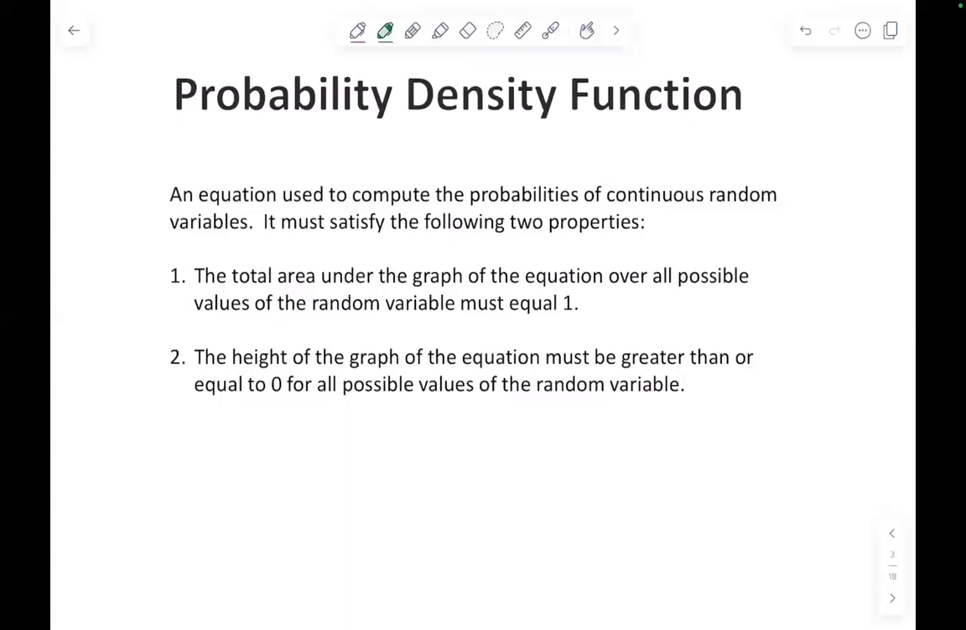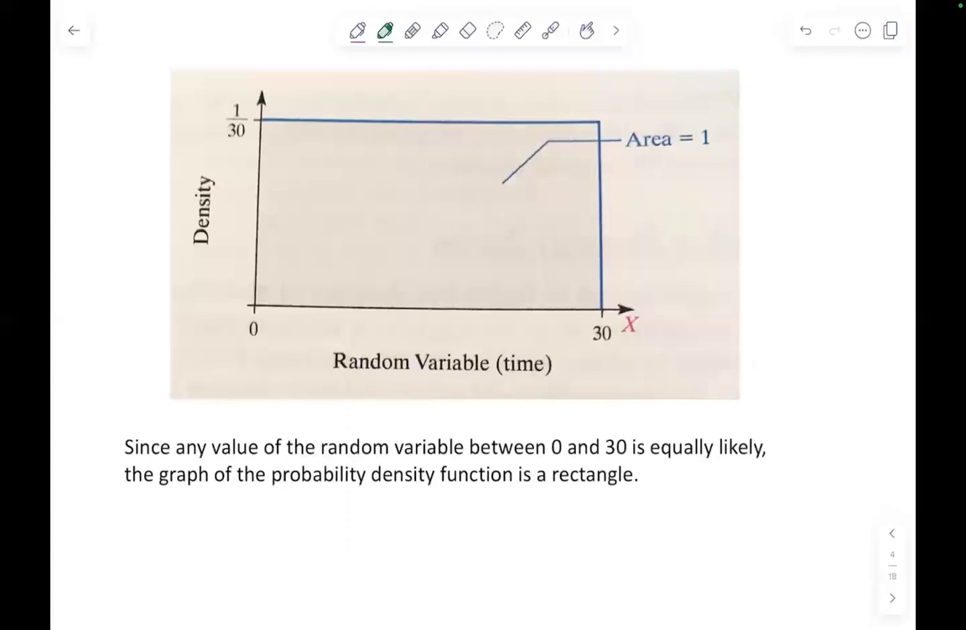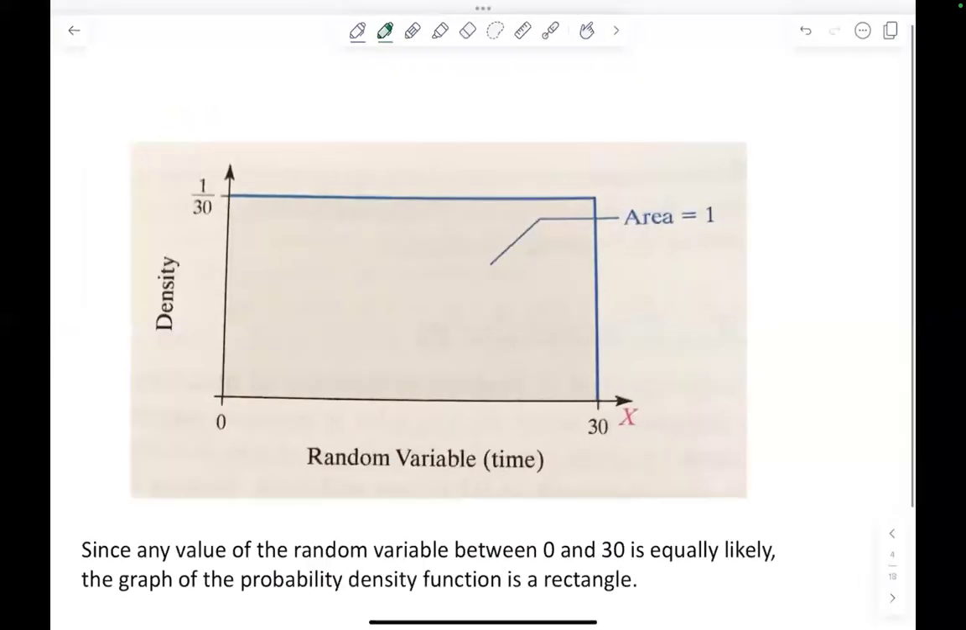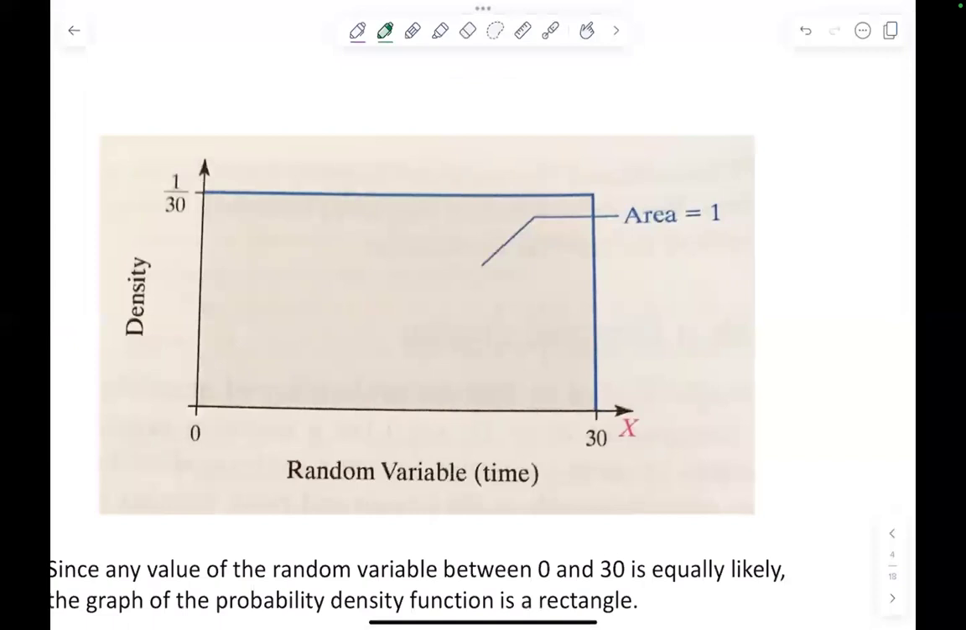I'll show you a graph of it. Here's the uniform density function. The entire area equals 1. Since the probability is equal in each spot, and the whole thing has to equal 1, the whole thing has to equal 1.